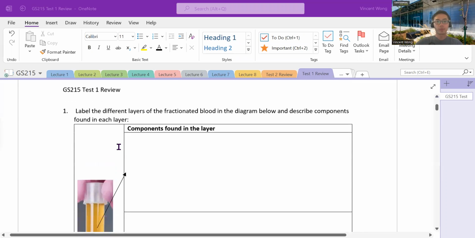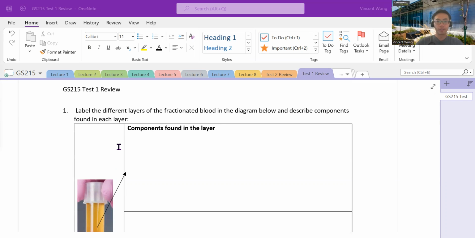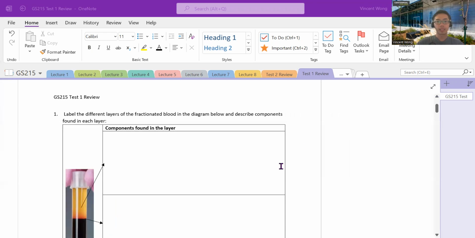So we will do a test review today, and if there are things that are not covered in the review that you'd like me to go through, please do let me know anytime, okay? So first question here, label the different layers of the fractionated blood in the diagram below and describe its components.